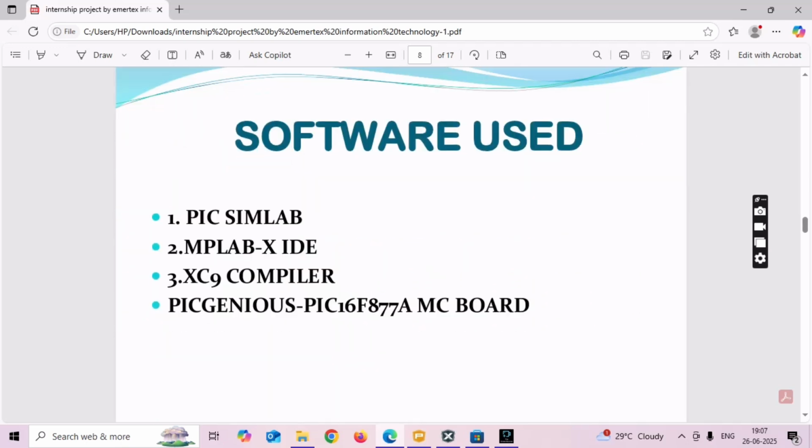Then here I list out the software used during my project implementation: PIC SimLab, MPLAB X IDE and XC8 compiler, and obviously the PIC16F877A MC board.